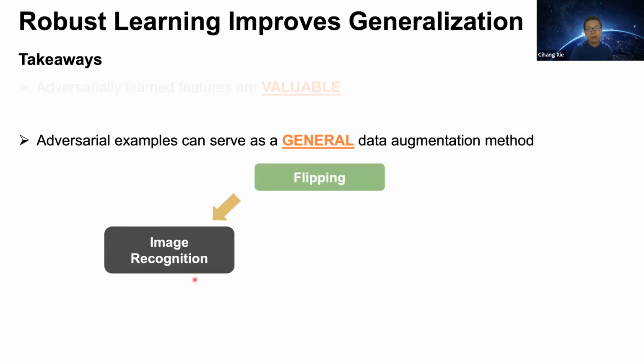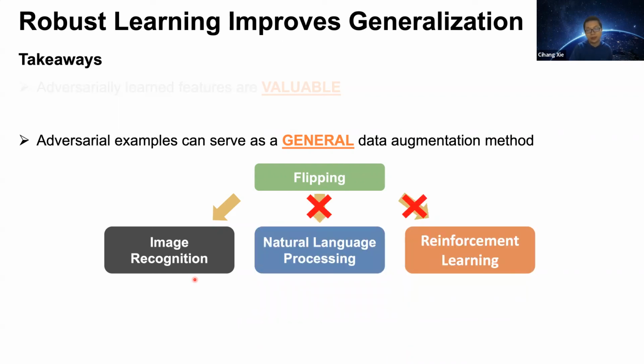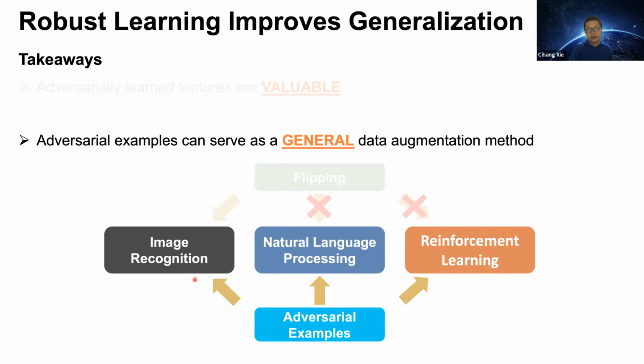And also, adversarial examples can be a pretty general way to do data augmentation. For example, image flipping, we use it very frequently, and we can basically use it everywhere when we train image recognition models. But flipping does not make sense for, say, NLP or reinforcement learning. So that's not a universal way to augment our data. But adversarial examples are different. We can use adversarial examples for image recognition, and we can also get adversarial examples for NLP and even for reinforcement learning. Therefore, adversarial examples can provide a very general way to regularize model training.